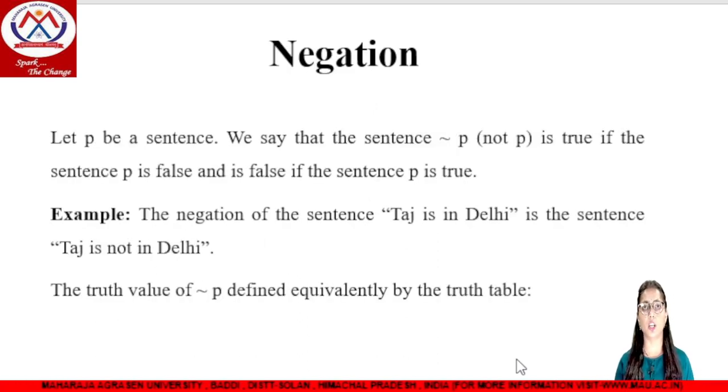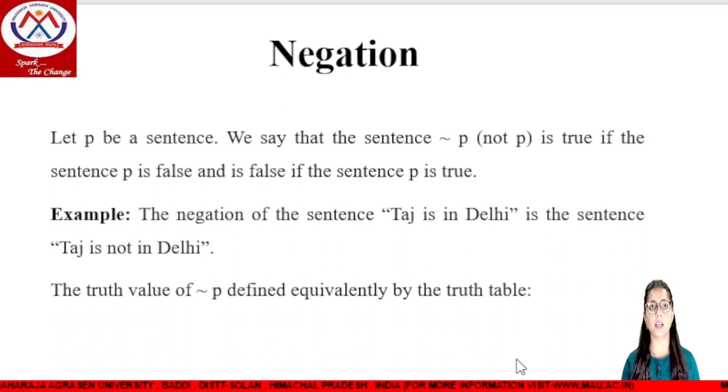The next logical operator we have is negation. Let P be a sentence. We say that the sentence negation P, where the symbol stands for negation, can be pronounced as not P. It is true if the sentence P is false, and false if the sentence P is true. For example, take the sentence "Taj is in Delhi." How can we take its negation? "Taj is not in Delhi." We just have to write not for the negation.